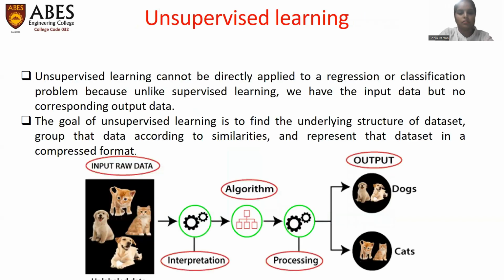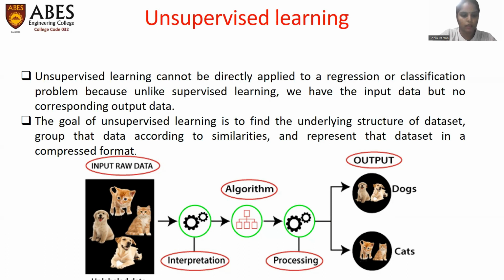Now comes unsupervised learning. Unsupervised learning means it cannot be directly applied to a regression or classification problem, because we have the input data but no corresponding output data. Here the data is unlabeled.